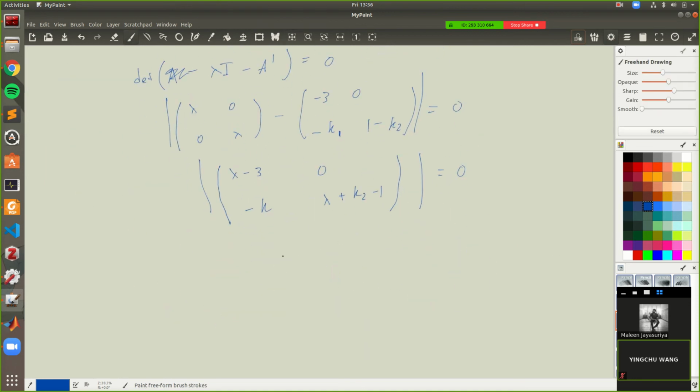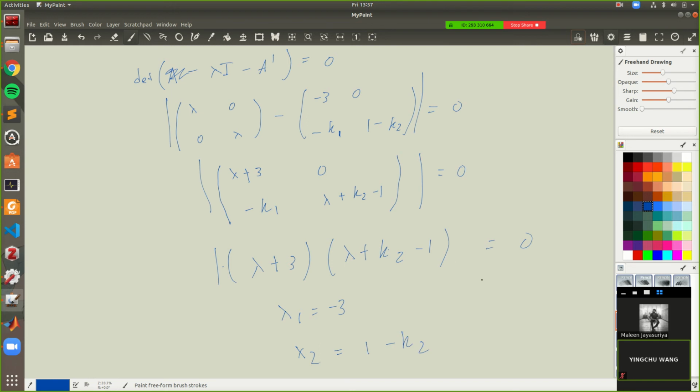And then to get the determinant, you multiply this into this, which is lambda minus 3 into lambda plus k2 minus 1, and then 0 into minus k1. First case, lambda minus of minus 3 will become plus 3. So it's lambda plus 3, and everything else is alright. And this has to be equal to 0. So you get lambda 1 equals minus 3 and lambda 2 equals 1 minus k2.